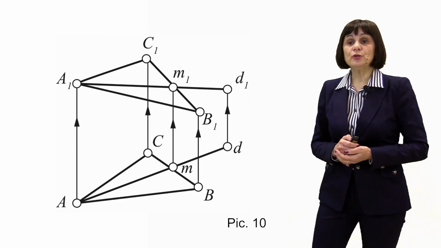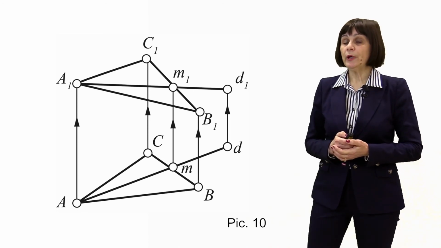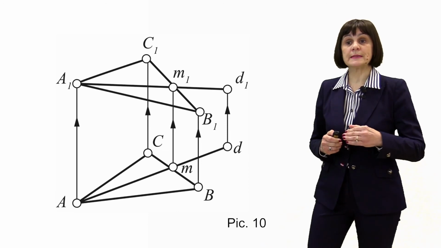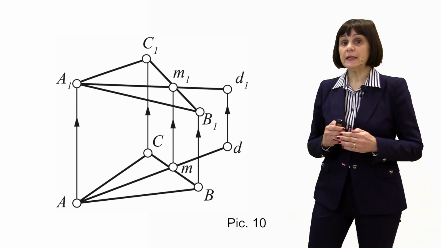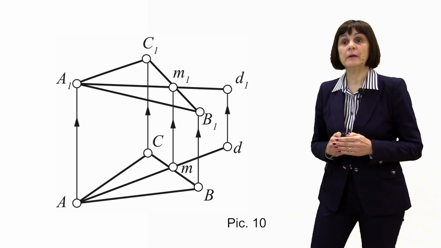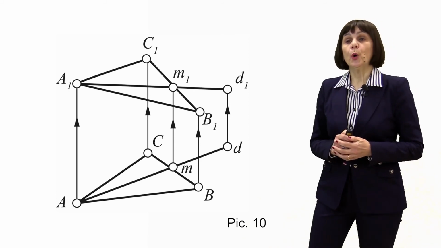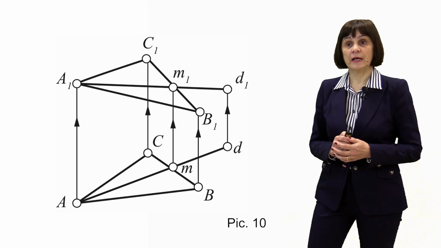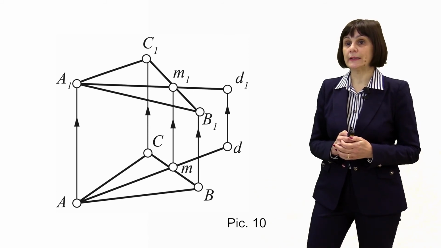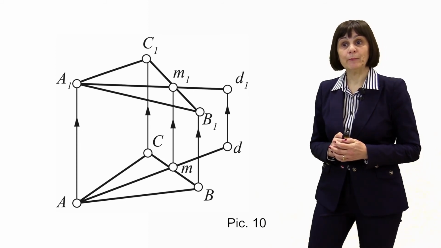Then we can project point M, because point M on the horizontal plane is located on the side CB of the triangle. It means that on the frontal plane, this point also will be located on the same side of the triangle. So with the help of a communication line, we project this point M from the horizontal plane to the frontal plane and get, on the side C1B1, the projection of point M, which will be point M1.